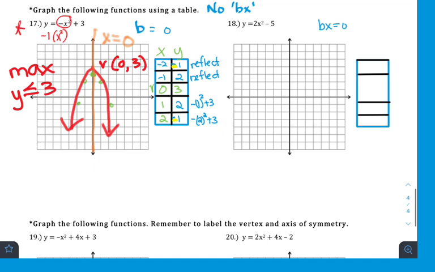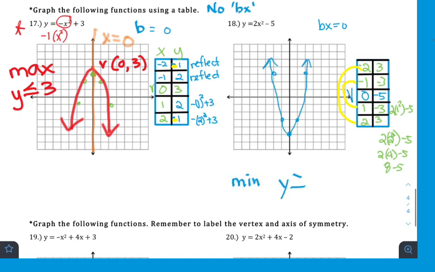On number 18, again, we see that there's no bx, so that's going to be 0. Substitute in, we get negative 5. Do points that are bigger and points that are smaller. And of course, we mirror those points. Don't forget that this gets to mirror over here, and this gets to mirror over here. And then we graph those points and label our beautiful quadratic parabola.